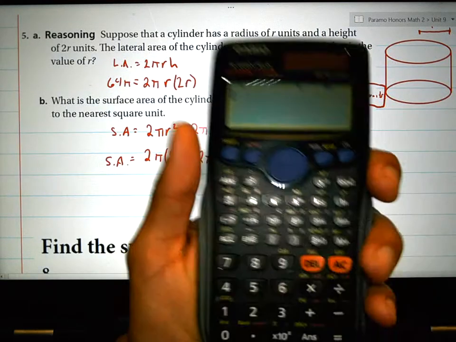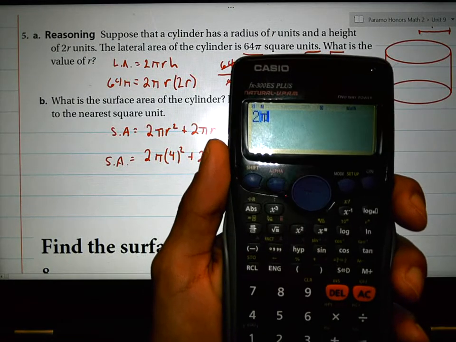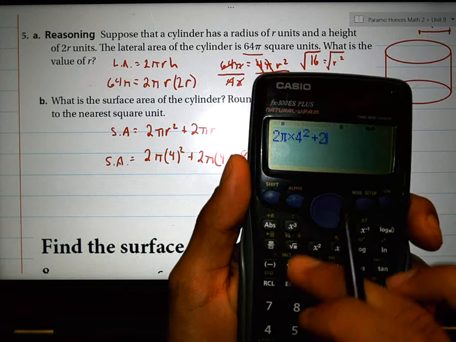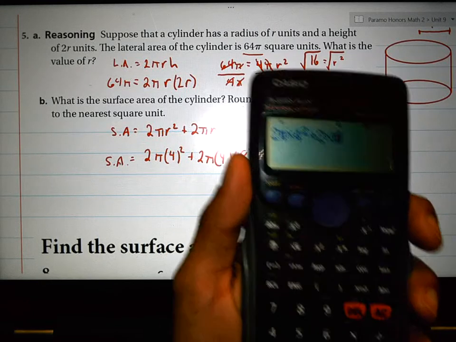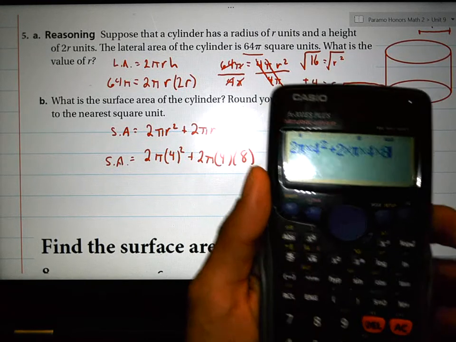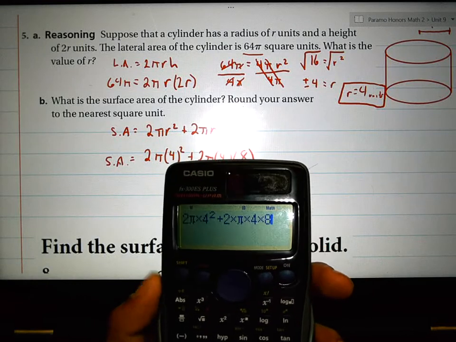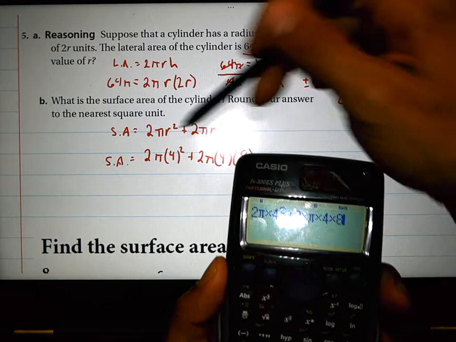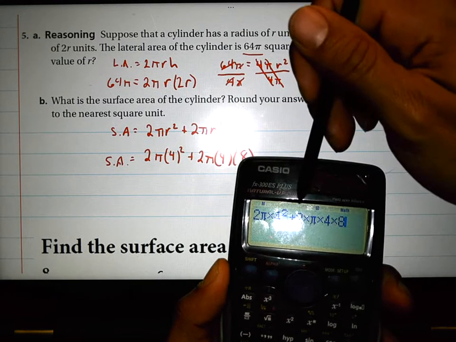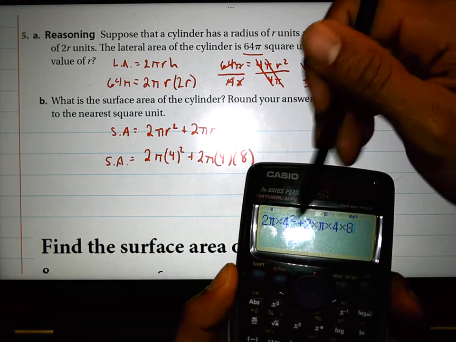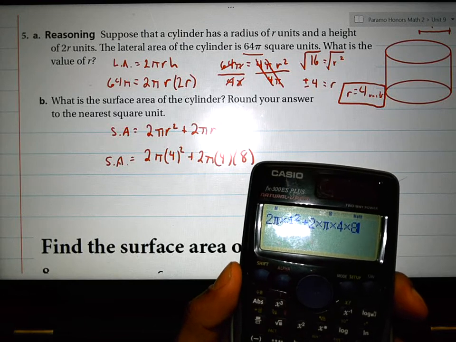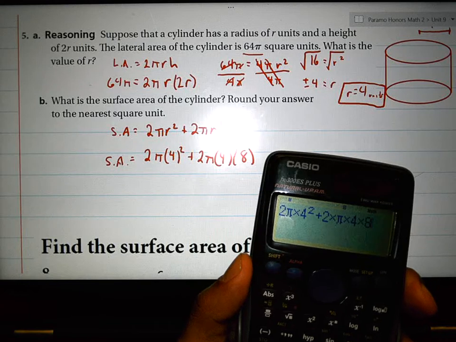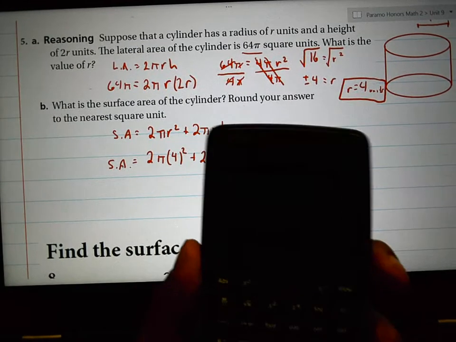So I'm going to type this in. 2 shift pi times 4 squared plus 2 times pi times 4 times 8. And as I told you before, what I like about these calculators, I can look to see, did my fingers punch all the buttons in correctly? Did my nails get in the way? Sometimes I need to cut my nails. I just say that for you ladies who have long acrylics on.